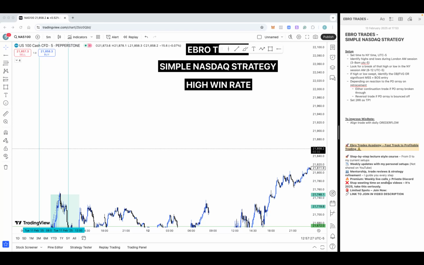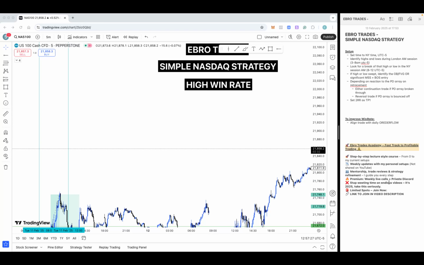Price continues down. But then what does it do? It retraces. These arrows are so terrible. Let me get rid of this arrow because I feel like I'm confusing you guys.